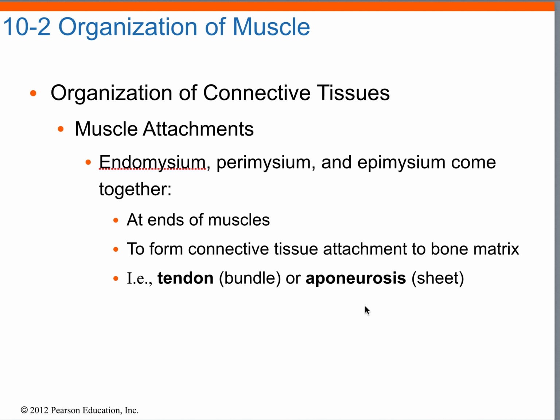What is the tendon? What is aponeurosis? Well, the endomysium, perimysium, and epimysium come together to form your tendons. They're the connective tissue attachment that connects to bone. So muscle to bone is always a tendon. And aponeurosis is just a modified tendon.